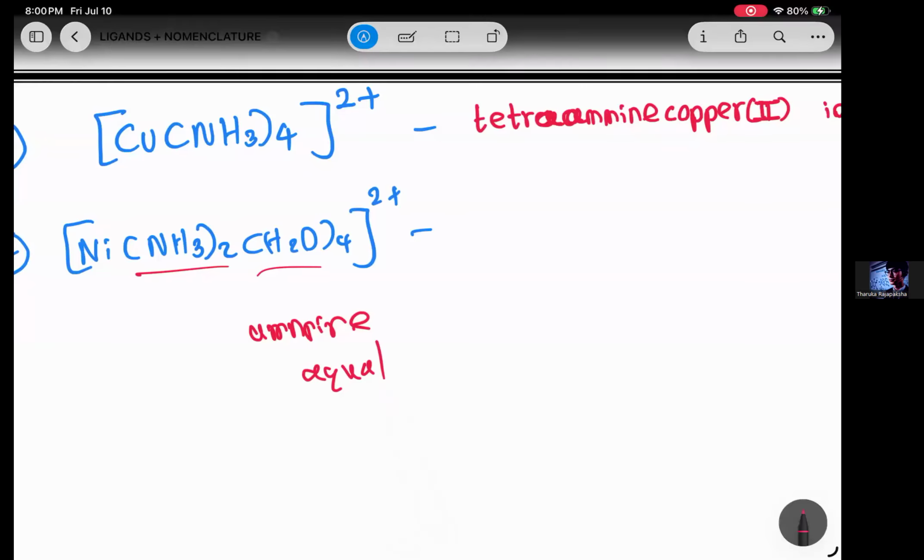Now you have to write it in alphabetical order. Look at the first letter, both letters A, right? So we go to the second letter. Second letter is M for amine and Q for aqua. So you need to know the alphabet.